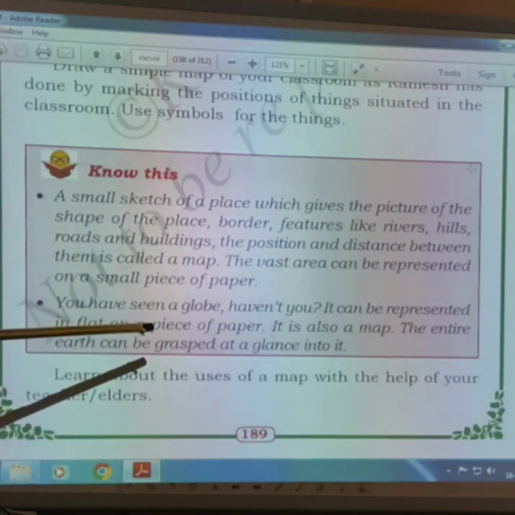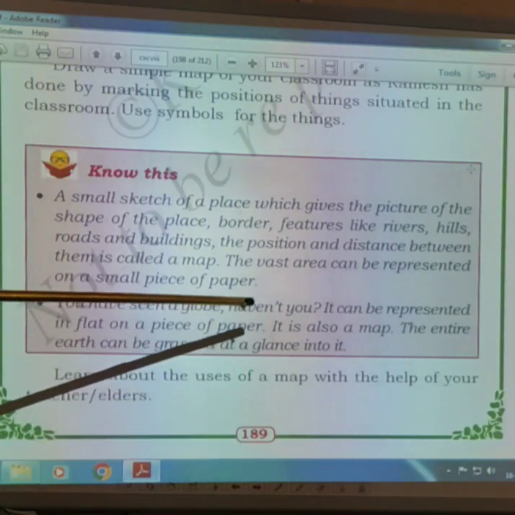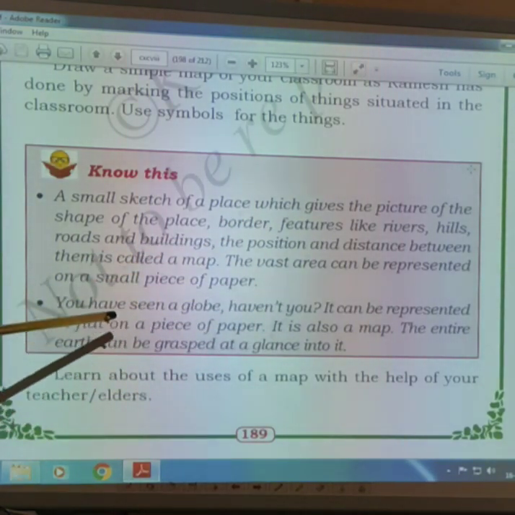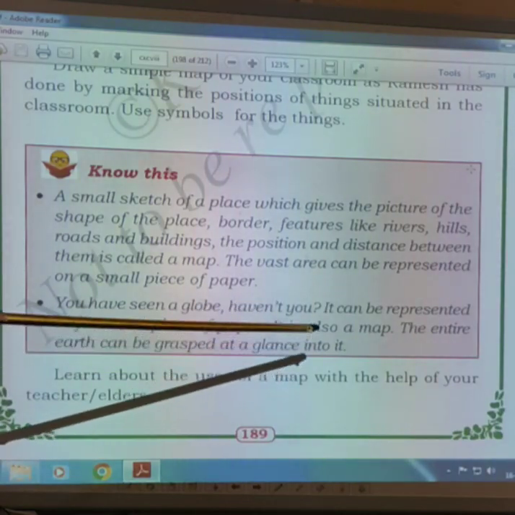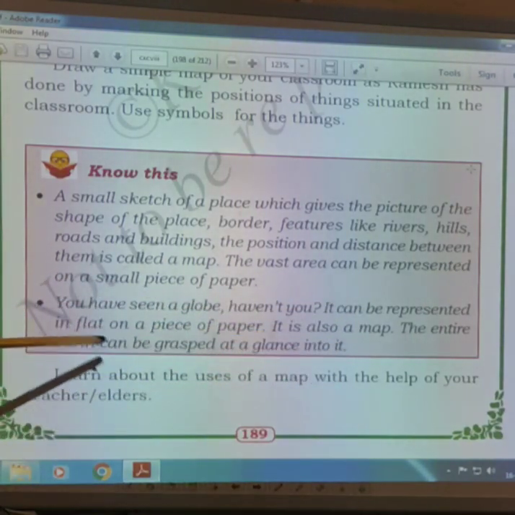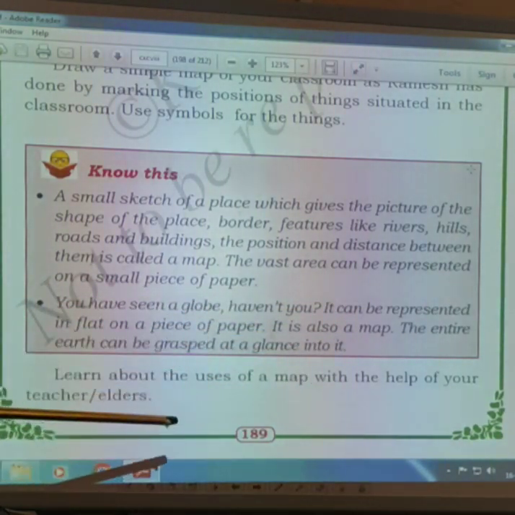You have seen a globe. Okay, in the previous lesson you have seen a globe, isn't it? It can be represented flat on a piece of paper. It is also a map. The entire earth can be grasped at a glance in it.